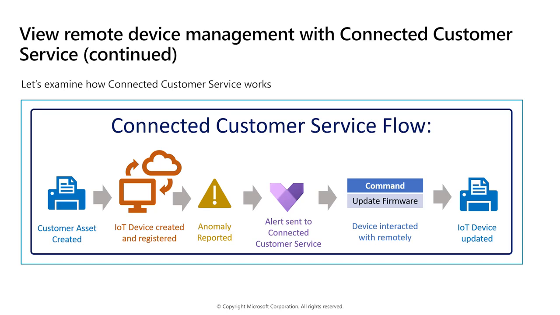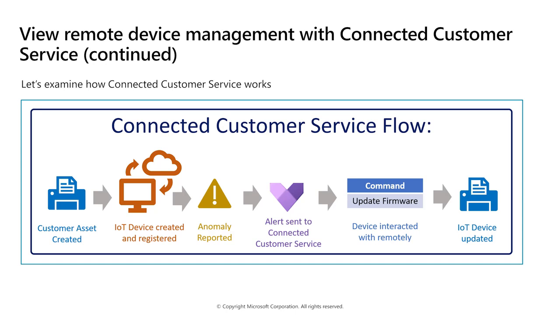Once it's been registered, the IoT device record is created within Dynamics 365 and is then associated to the customer. It then carries out whatever function it needs to carry out. So for instance, it's monitoring temperature and it knows what the thresholds are, and say the temperature goes above the threshold. The IoT device would report an anomaly, and this is logged in an IoT management solution such as Azure IoT Central or IoT Hub.